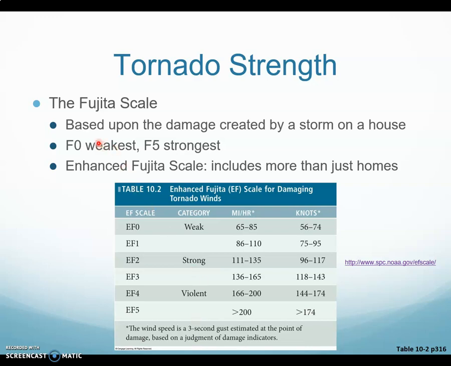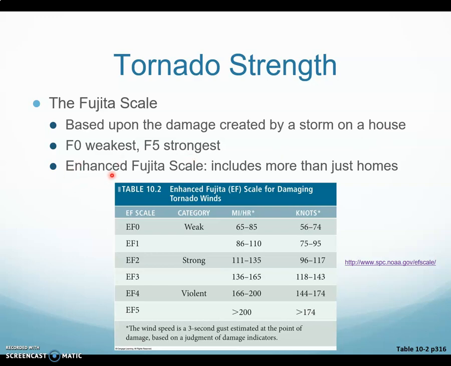So what we do is we base the tornado strength on the damage created by a storm on a house. Where F0 would depict the weakest of tornadoes and F5 would depict the strongest of tornadoes. And what we have found is, yes, the amount of damage done on a house does very well indicate the amount of wind that a tornado had. It really is a very good indicator, except for one problem. Tornadoes don't always hit houses. Sometimes they're out in the middle of a field, sometimes they hit industry areas. Just having a house as a reference makes it hard to measure the strength of all tornadoes.